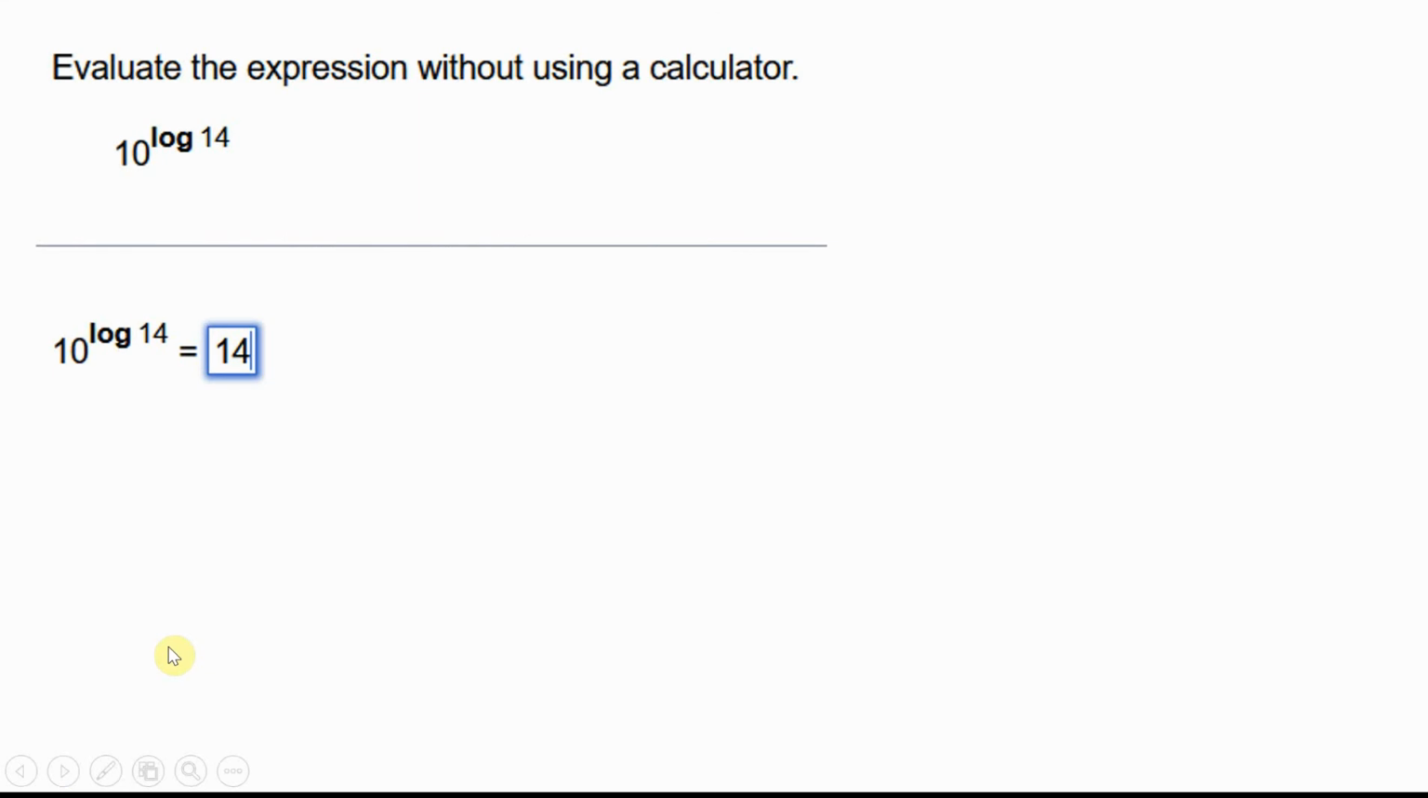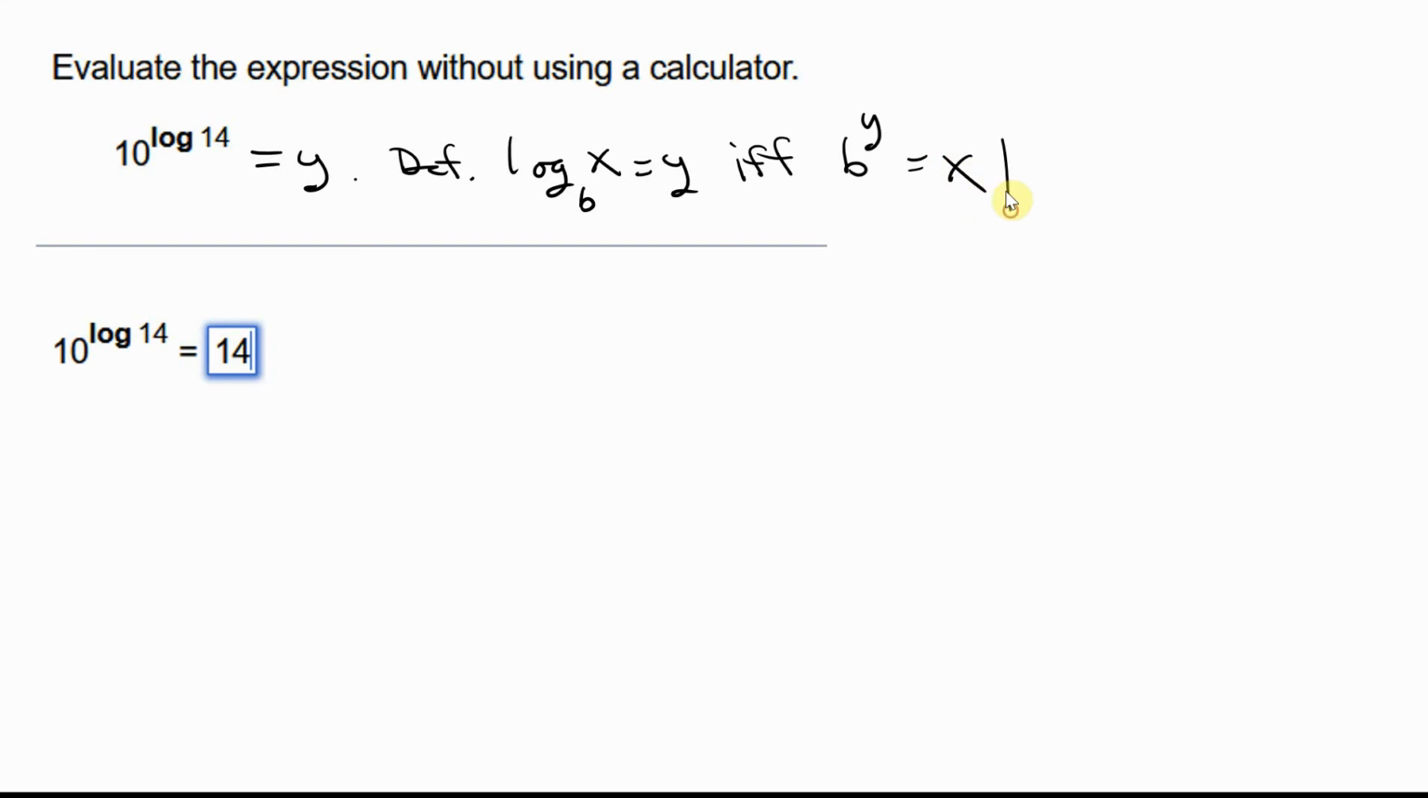Evaluate this without using a calculator. It's an exponential form. I set this equal to y. Still use my definition. The definition says that log base b of x is equal to y if and only if the base b raised to the y is equal to x. If it's in this form, then I can get it back into log form, right? So you pick out what you have here. The 10 is b, right?